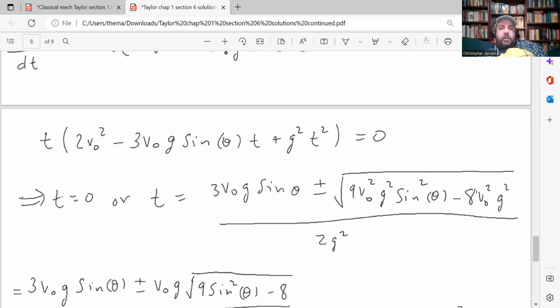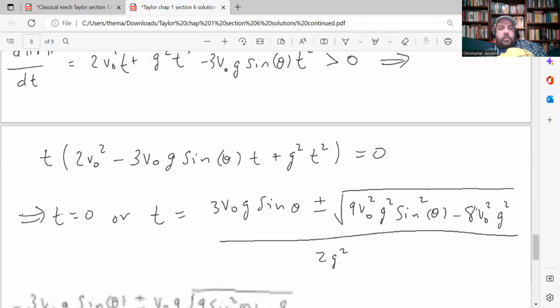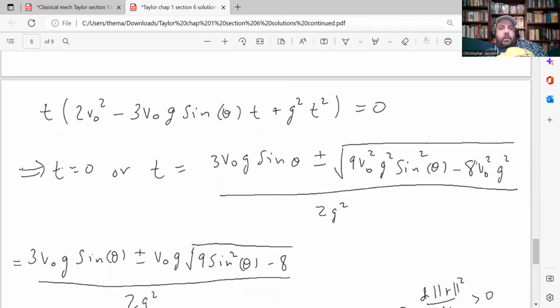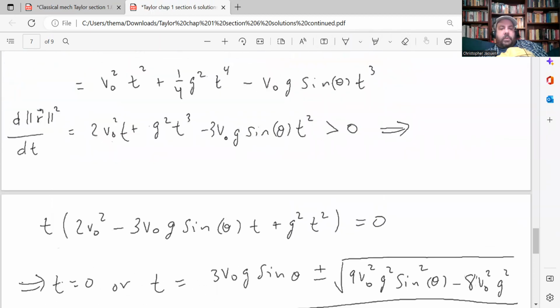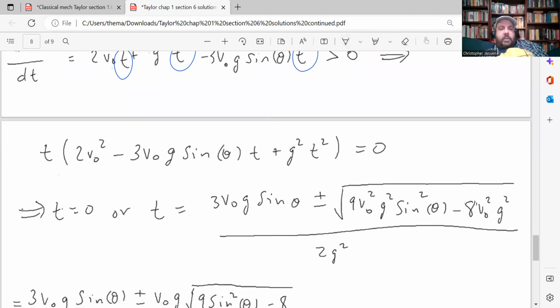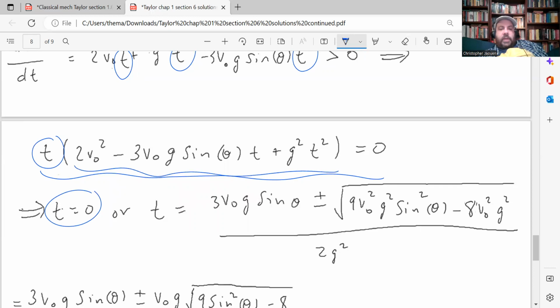Next page here. So solving for when this thing is equal to 0, because this is a cubic polynomial equation, you can notice you can factor a t out of all of these. It factors this way, right? Either t equals 0, or solving this quadratic equation gives you this complicated expression here.